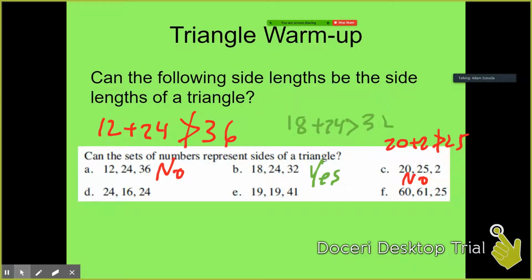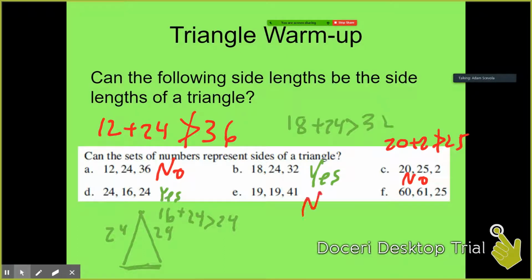D, you can make a triangle. It'd be like an isosceles triangle where this side is 24 and that side is 24. So this third side could really be anything greater than 0. So a way to check that with the inequality conjecture is to do the two smaller sides. It's 16 and 24, and that adds up to be bigger than 24.